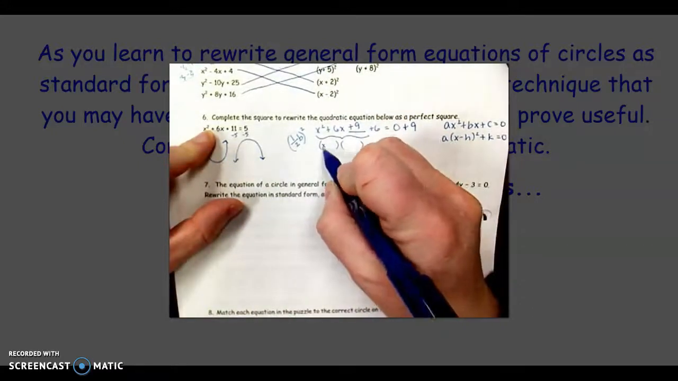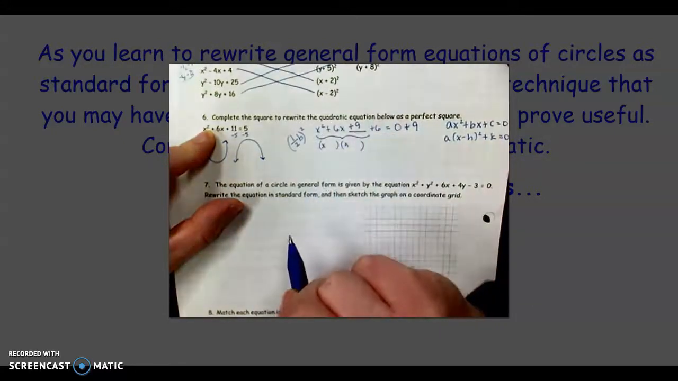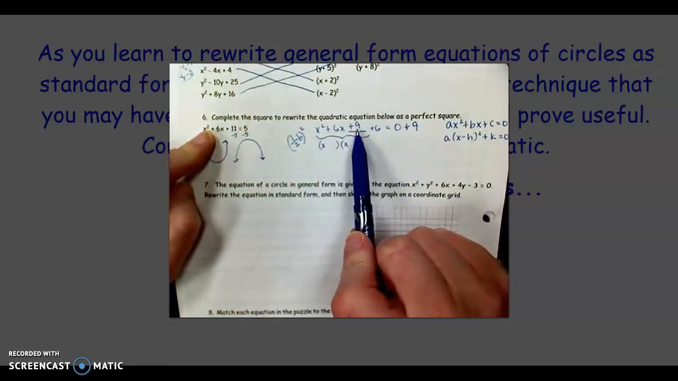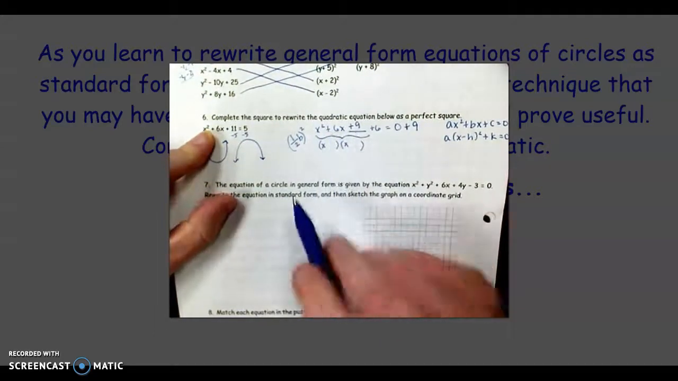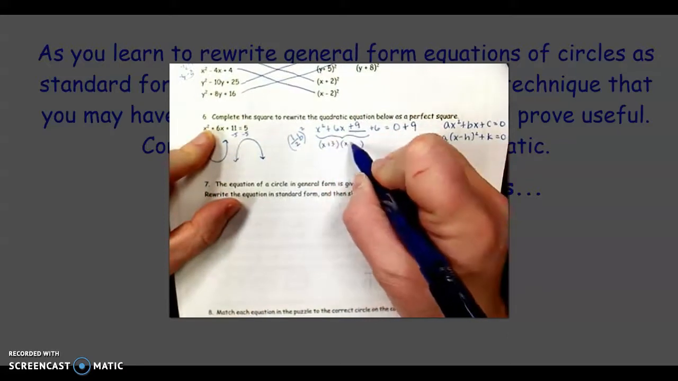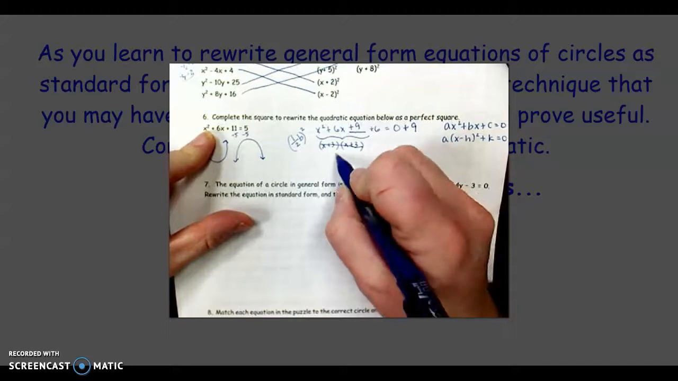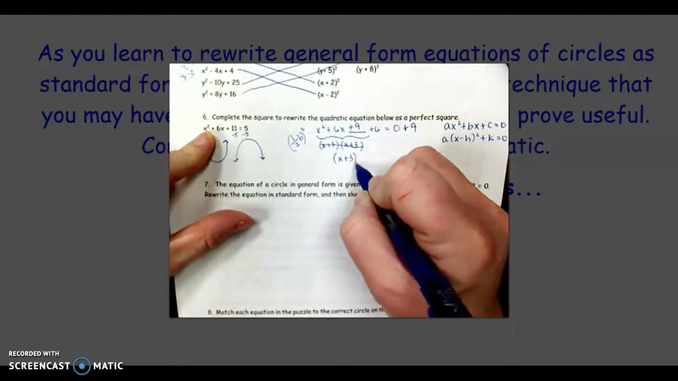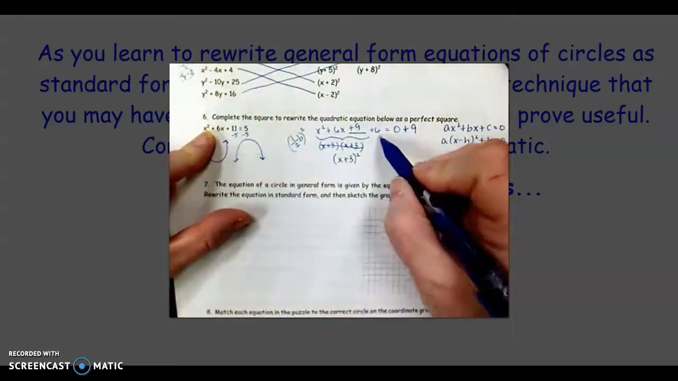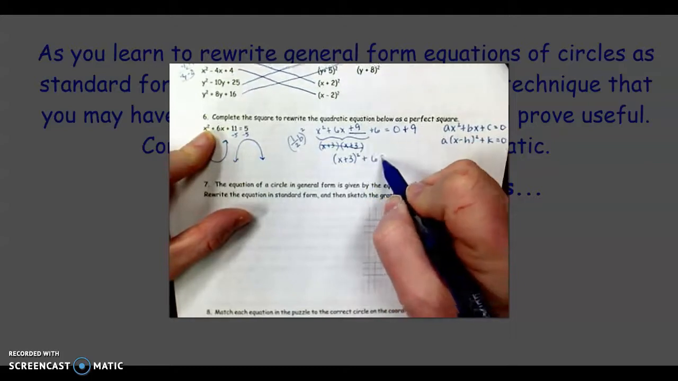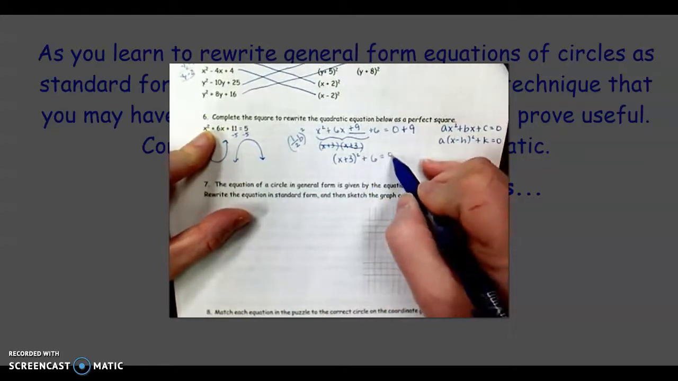So we know the first terms are x because they multiply to get x squared. And what two numbers multiply to get 9 and add to get 6? They both have to be 3's. So instead of writing it as x plus 3 times x plus 3, we write it as x plus 3 squared. Then we have this plus 6, and that's equal to 0 plus 9, which is 9.